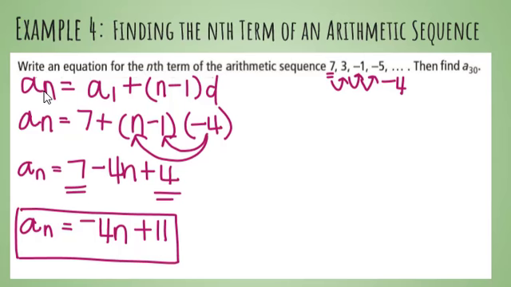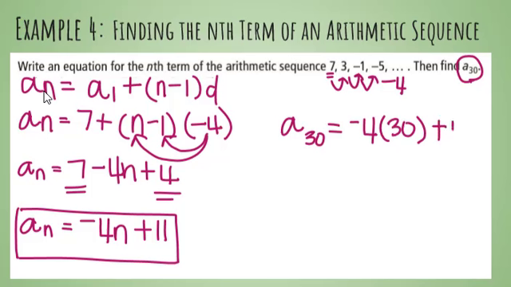So now the next part of the problem wants us to find a sub 30. So I'm going to take this same equation and I'm replacing my n with 30. So I have a sub 30 equals negative 4 times 30 plus 11. So this a sub 30 over here is still just like a parameter. It's not moving anywhere. This 30 isn't going to go anywhere. It's going to stay right here. So we're just simplifying this right side.